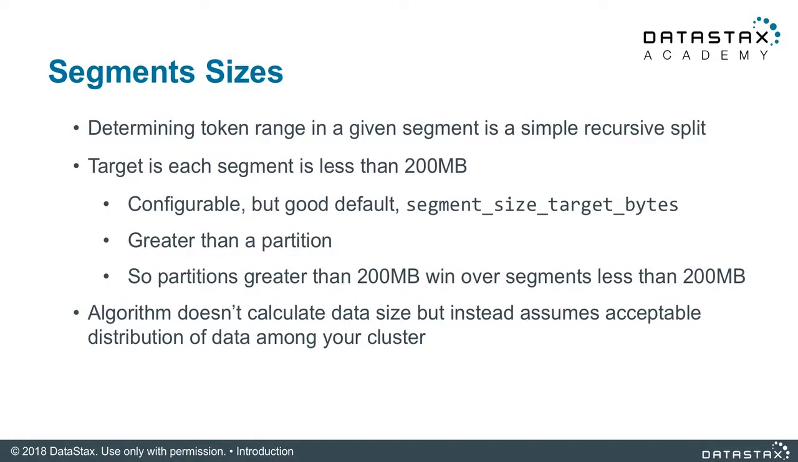Node Sync aims for segment sizes of about 200 megabytes. You can configure this if you like, but 200 megabytes is a good default. If a partition within that segment is larger than 200 megabytes, then the segment size grows to the full size of that single partition. To determine which tokens make a single segment, Node Sync first starts with the entire token range segment and then recursively splits it until the target size is found.